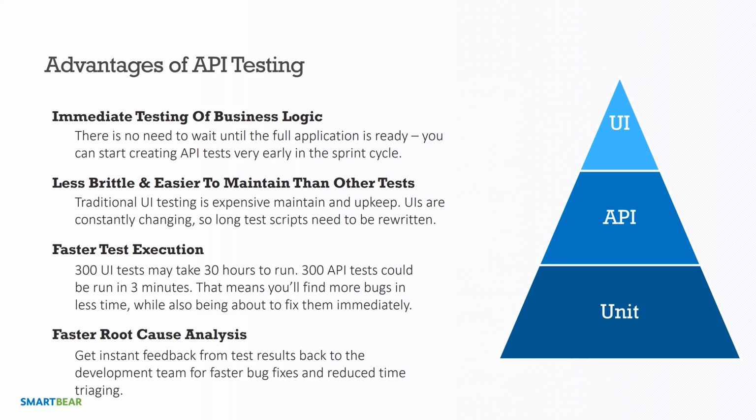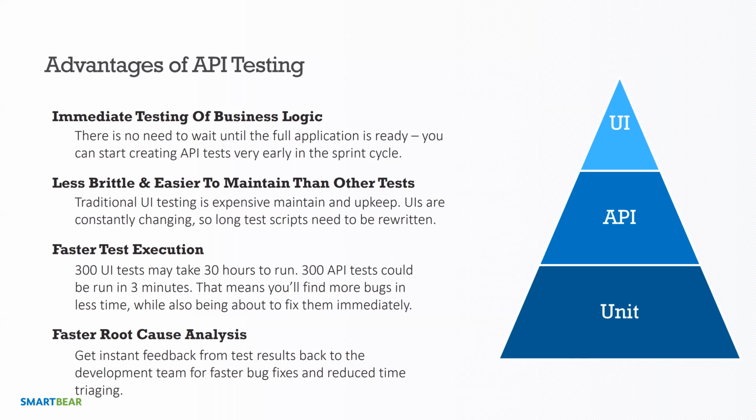Next is faster test execution. So again, coming from the UI side, a test might take 2 minutes, 3 minutes. That end-to-end, filling out that whole form, spinning up the browser, tearing it down, that all takes a long time. API testing is much faster. We should be able to run through API tests in 1, 2, 3 seconds, make sure we get those calls back.